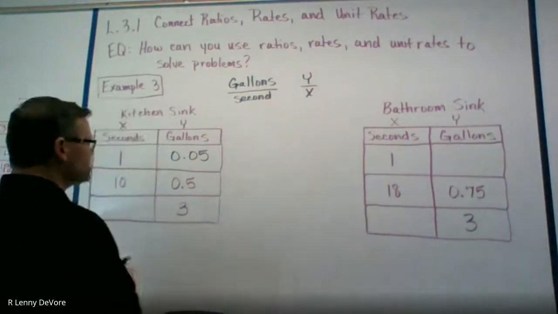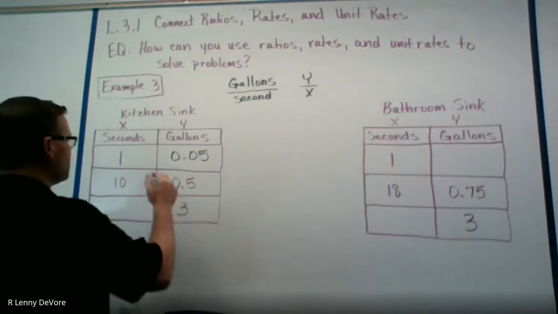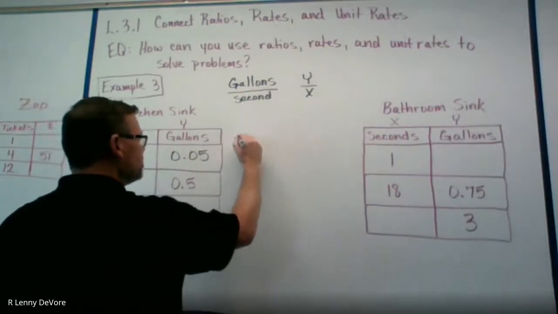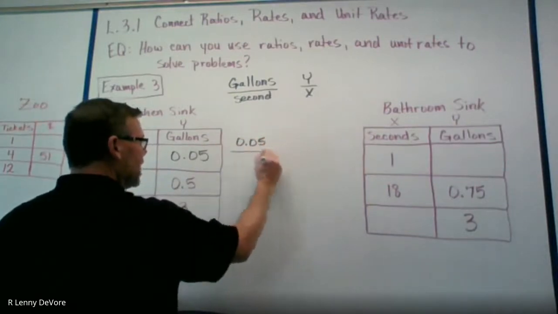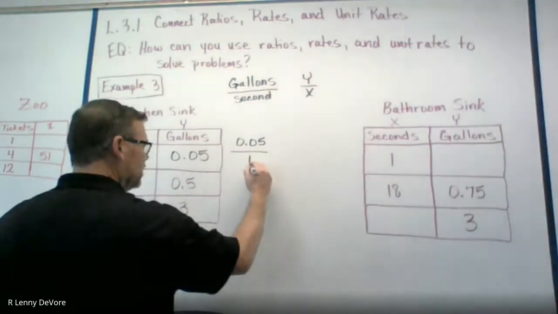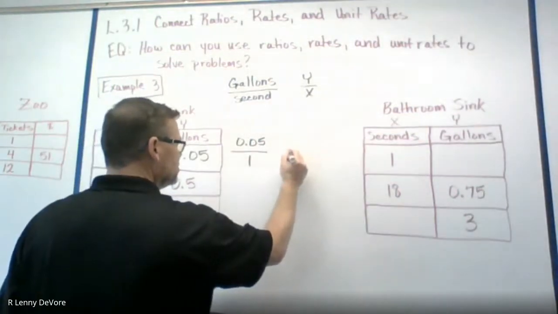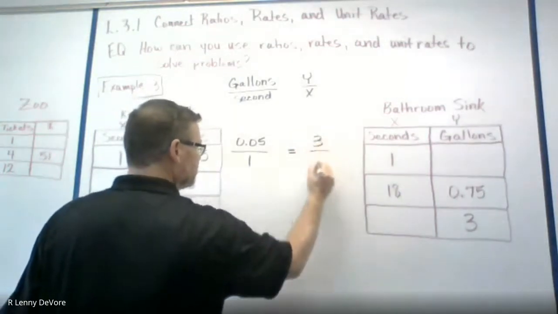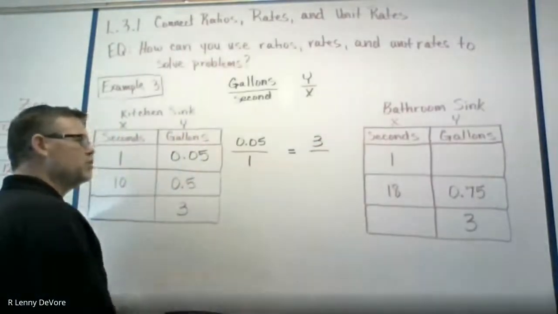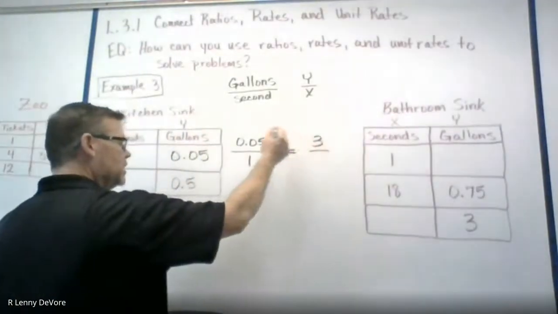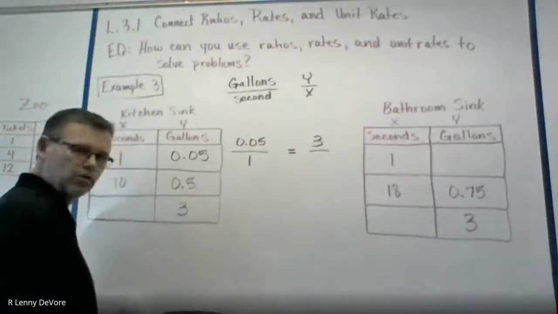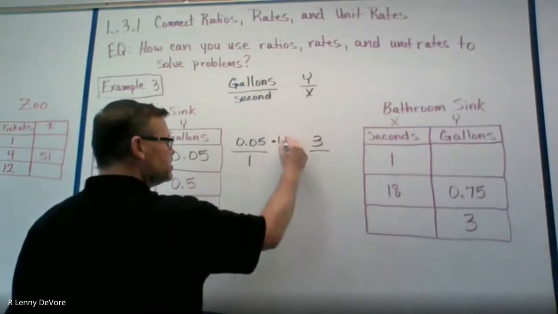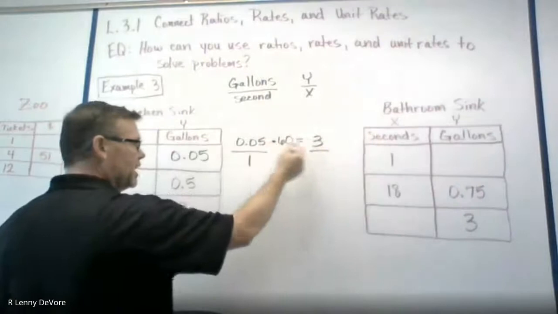Now what I'm going to do is go through and multiply. I'm going to go like this. It's 0.05 gallons per second, right? And I want to know what it would do to equal 3 gallons. Okay, so in other words, I'm going to divide 3 by the 0.05, and I would find that I need to multiply it by 60. In other words, I divide it and then multiply by 60.